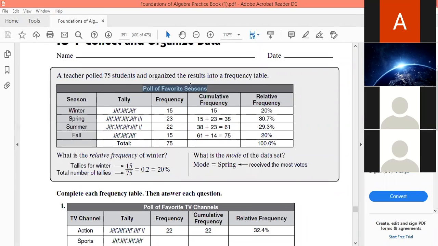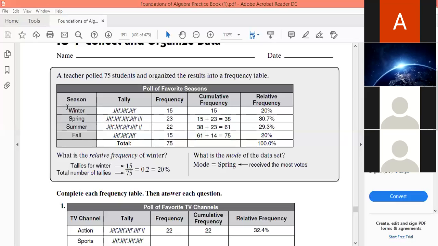Poll of favorite seasons. Like Mazin, which season do you like? Winter. And Yahya, which season do you like? Spring, summer, winter, fall? He doesn't like anything. Okay, like this, the teacher. I was saying summer, but my mic is muted.